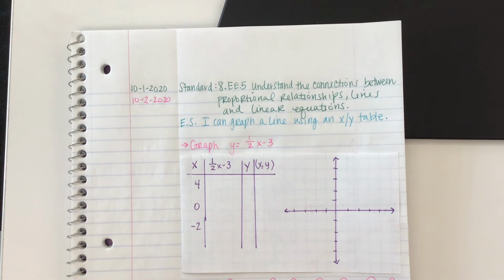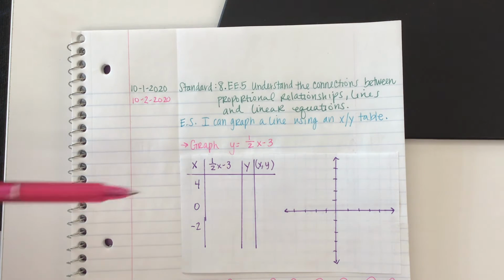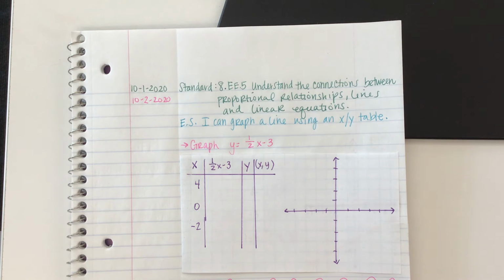Graph y equals 1/2 x minus 3. Now we have fractions in our examples. That's fine, everyone. The steps do not change one bit. The steps are all the same. So if you notice, I already gave you the x values. Yeah, the x values look slightly different than the previous examples, but that doesn't matter, okay? I tried to make it a little bit easier with our fractions.